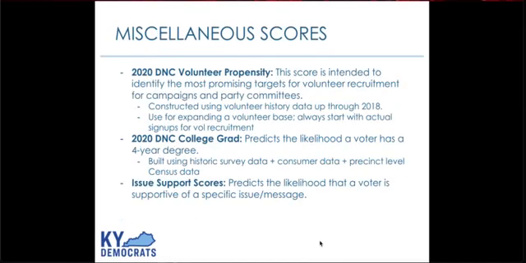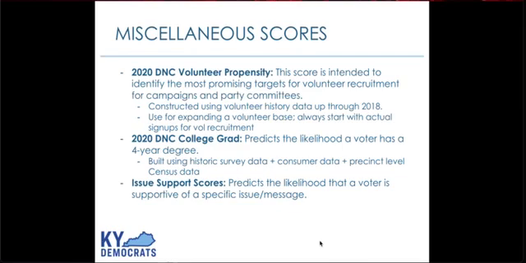Miscellaneous scores. These are things that you'll see but don't fit into either of the previous categories. The DNC volunteer propensity score is built and intended to help campaigns and party committees identify the most promising targets for volunteer recruitment. It was constructed using volunteer history data through the 2018 election. There will be a new version for 2022. I would expect that will incorporate data through 2020.